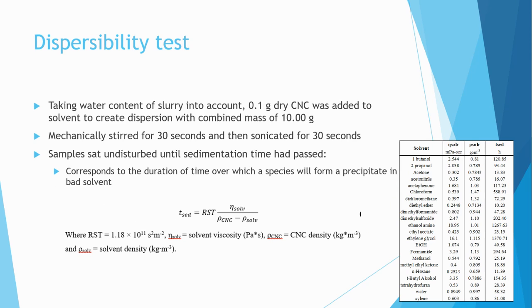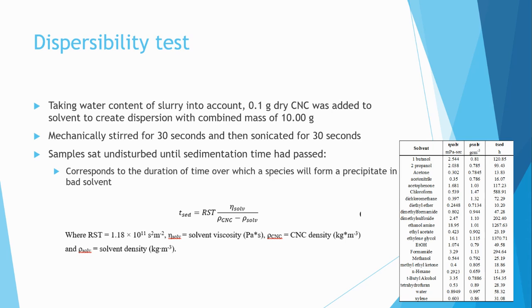For the dispersibility tests, this is where we determine which solvents are good and which solvents are bad for the species in question. Because our cellulose nanocrystal came in slurry form, we had to take the water content of the slurry into account when the nanocrystals were added to each solvent. However, the end goal is to make a 1 weight % solution of nanoparticles. So 0.1 grams dry CNC was added to enough solvent to make the total weight of the nanoparticle and the solvent 10 grams. This mixture was then stirred vigorously for 30 seconds and then sonicated for 30 seconds. This process was repeated for each solvent.